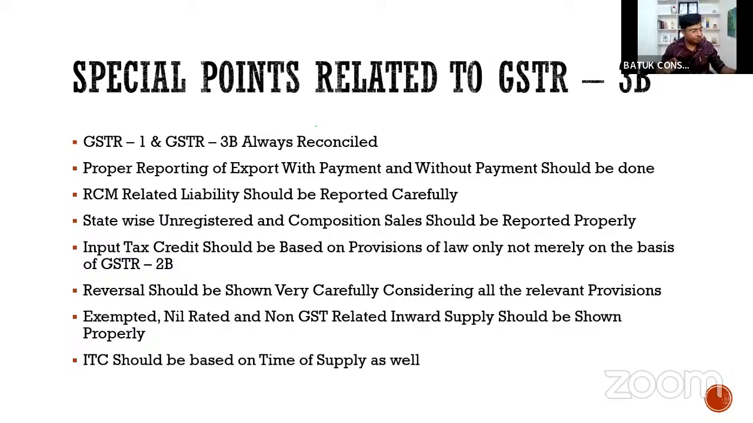Yes. Two options will be there: exempted, nil rated, non-GST. If your client is dealing in a particular product which is exempted, nil rated or non-GST, and there is any inward supply of that specific product, then we need to show it separately. As we all know, when we prepare the profit and loss account, there may be certain expenditures. As per GST provisions, we need to show that expenditure, that is inward supply, under exempted, nil rated, non-GST supply as well. If there is any diesel related expenditure, we should show it in non-GST supply, and we should report it on the monthly GSTR 3B return.